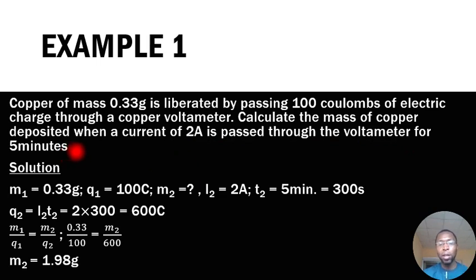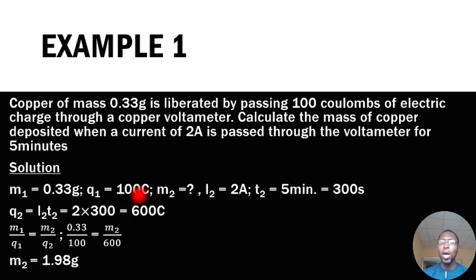Alright, so we write out our parameters to solve this problem. So we have a mass of 0.33 grams, that's mass M1. That is the mass liberated, the first mass liberated when this 100 coulomb of charge passes through the voltmeter. And the 100 coulomb of charge is our Q1. That's the initial charge that was passed through, and the initial mass that was liberated.